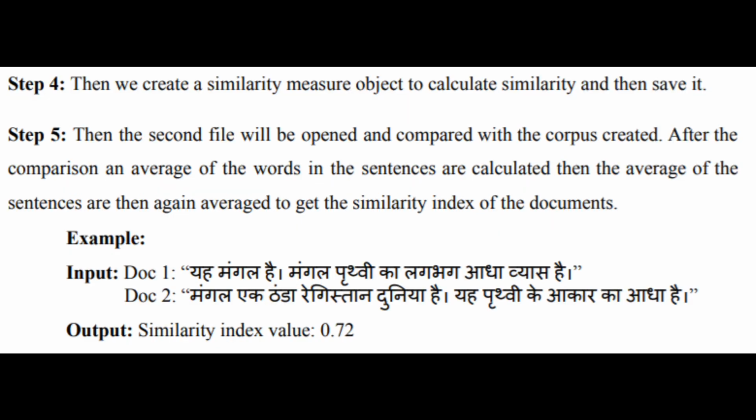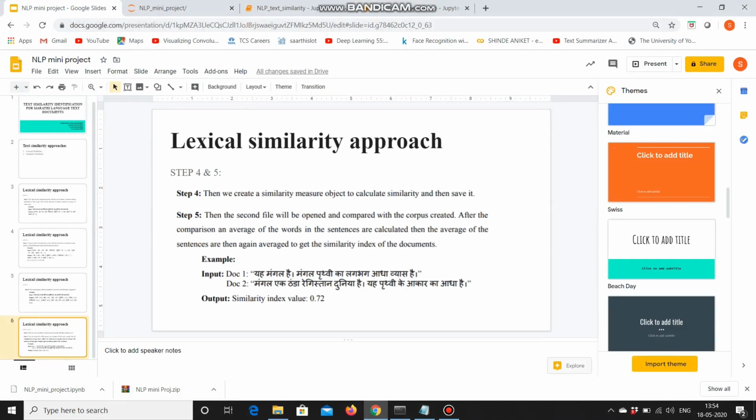In step 4, we create a similarity measure object to calculate the similarity and then save it to our local directory. In step 5, the second file will be opened and compared with the corpus created. After the comparison, the average of words in the sentences is calculated, and then the averages of the sentences are again averaged to get a similarity index of the document. Now let's have a look at our code.